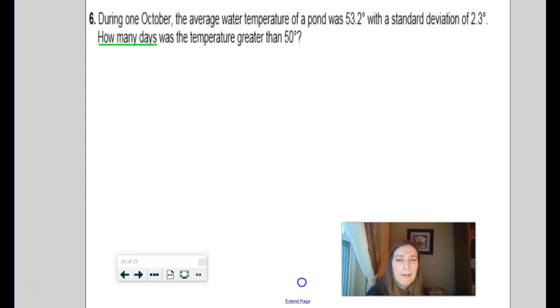Let's do one more. Apparently I have a passion for temperature, so let's do number 6. During 1 October, the average water temperature of a pond was 53.2, with a standard deviation of 2.3. How many days was the temperature greater than 50? Now, October is 31 days, so keep that in mind. Here's what I'm thinking. I'm not even going to go to Z-scores anymore. I'm going to use my normal CDF.